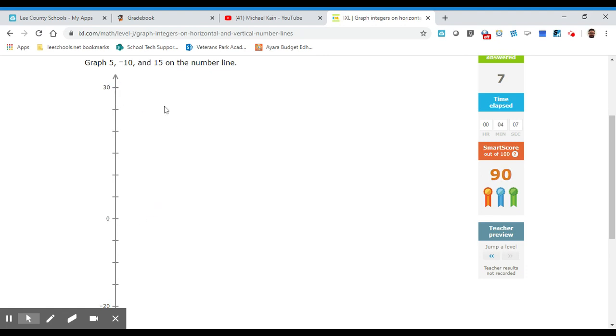So if I start at 0 and I need to find 5 on the graph, I'm just going to go up here and click. -10, I start at 0. That means two groups of 5 backwards: -5, -10. And +15 would be 0, 5, 10, 15.